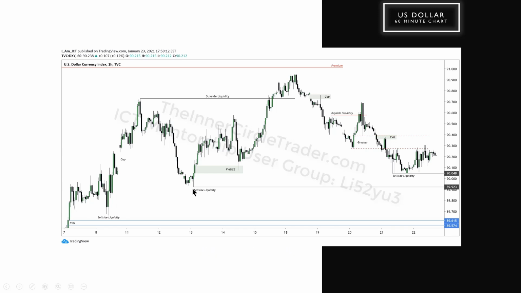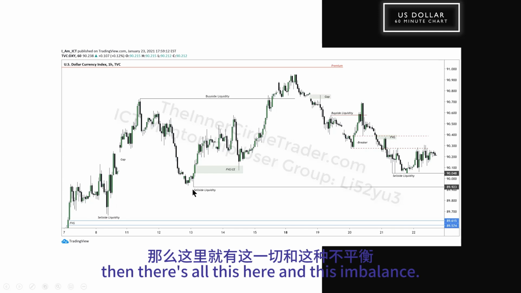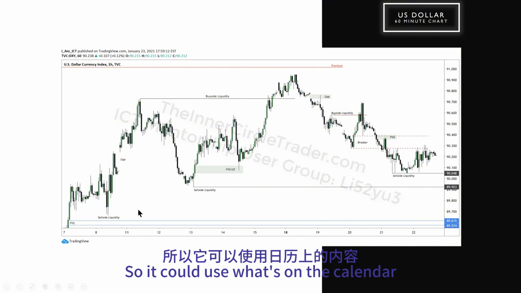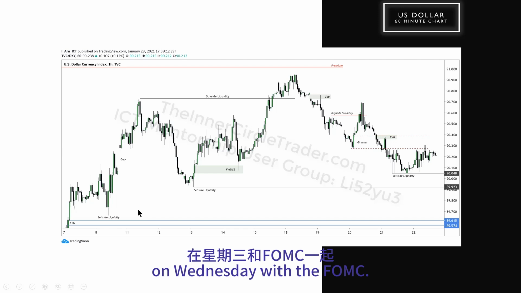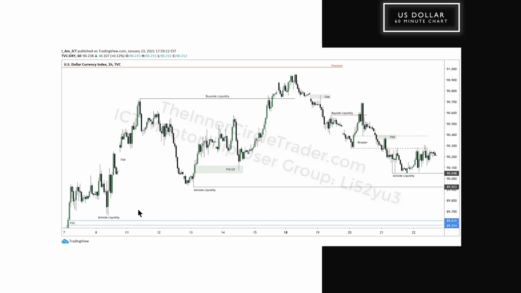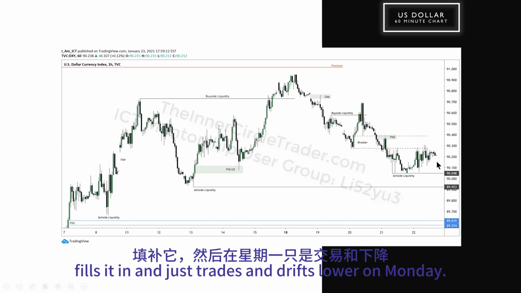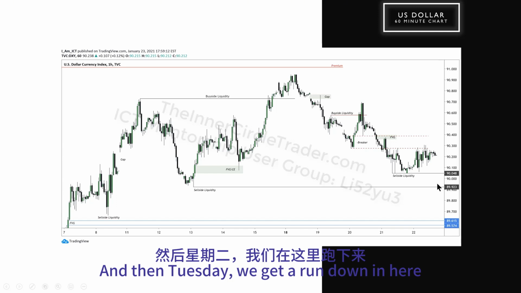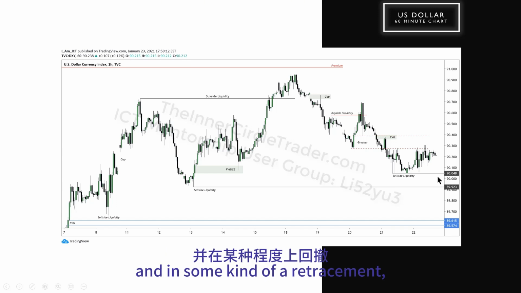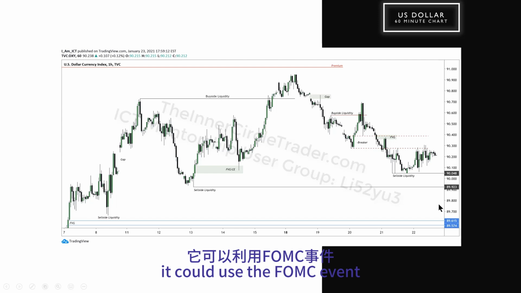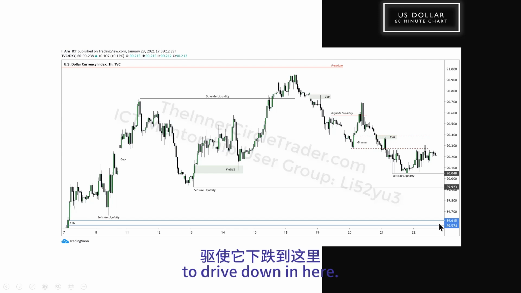But if it goes here, then there's all this here and this imbalance. So it could use what's on the calendar on Wednesday with the FOMC. Because think about it, we have Sunday's opening. If it opens like I'm anticipating, softer, fills it in, and just trades and drifts lower on Monday. And then Tuesday, we get a rundown in here and then some kind of a retracement, maybe, if it even does that. And then on Wednesday, it could use the FOMC event to drive down in here.